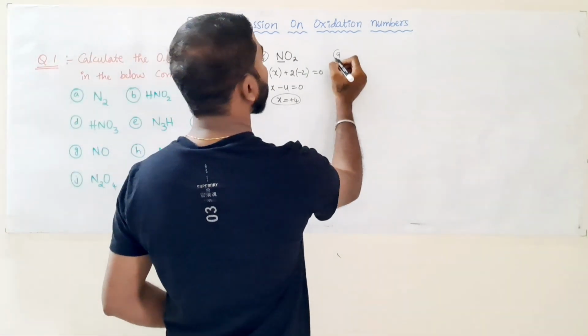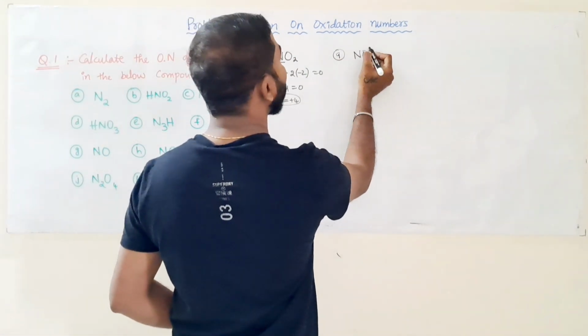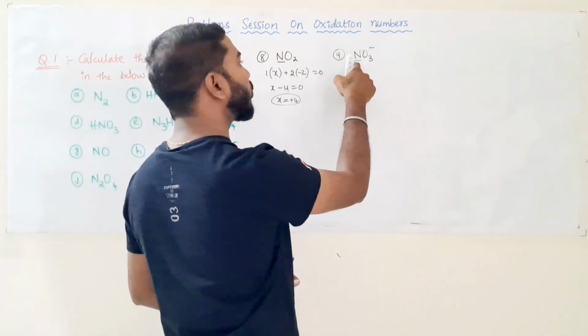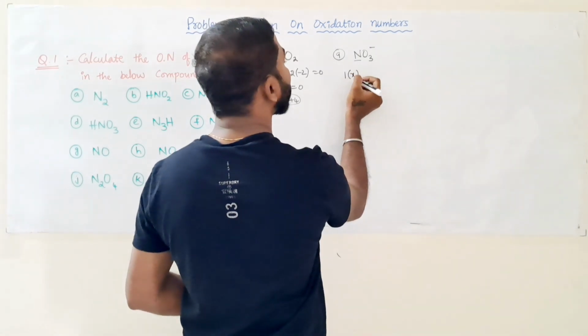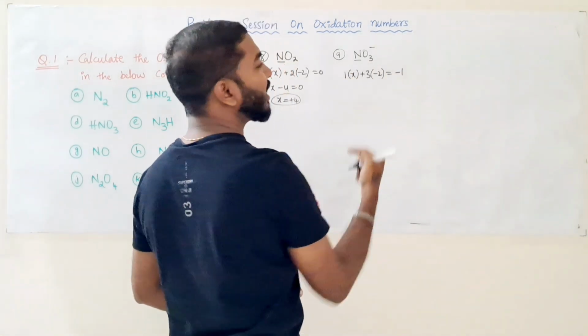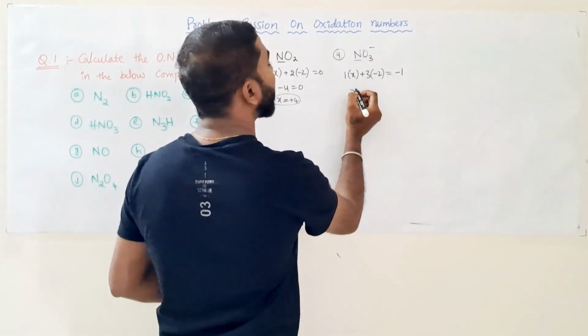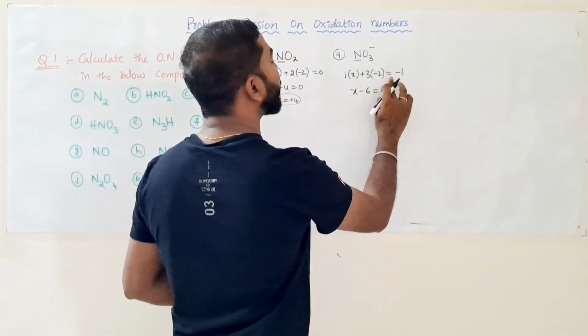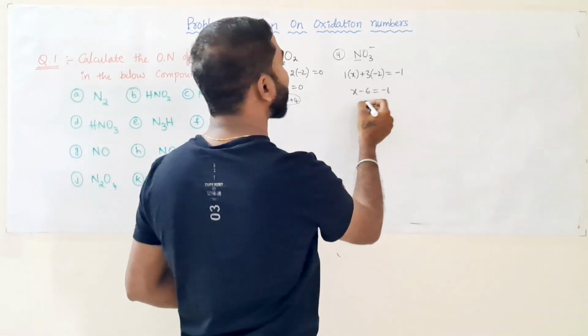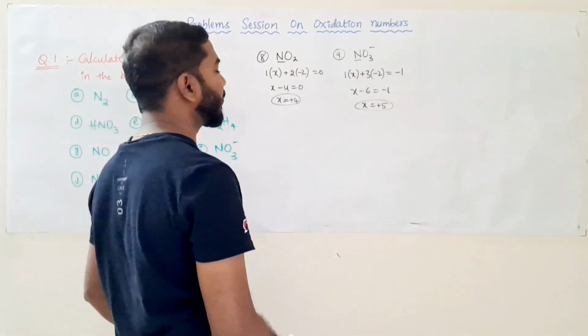Next, moving to the next one, that is nitrate ion. In that nitrate ion we need to calculate the oxidation number of nitrogen. So that is 1 into x plus 3 into minus 2 is equals to the overall charge need to be taken on the right side, that is minus 1. x minus 6 equal to minus 1. So x is equals to plus 5. So the oxidation number is plus 5 in this.